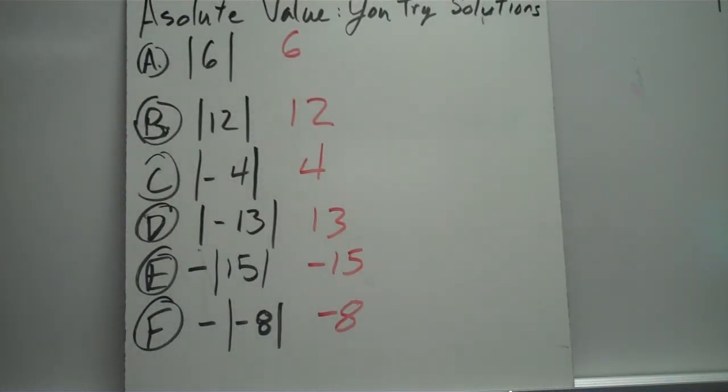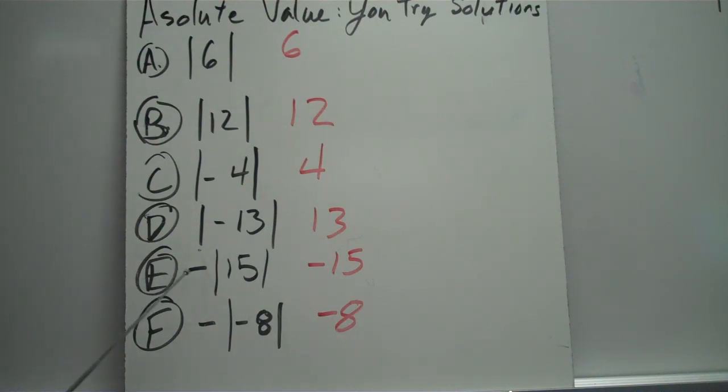Okay, so the absolute value of 6. 6 is 6 spaces away from 0, so the absolute value of 6 is 6. The absolute value of 12. Well, 12 is 12 spaces away from 0, so the absolute value of 12 is 12. The absolute value of negative 4. Well, negative 4 is 4 spaces away from 0, so the absolute value of negative 4 is 4. The absolute value of negative 13. Well, negative 13 is 13 spaces away from 0. So the absolute value of negative 13 is 13.